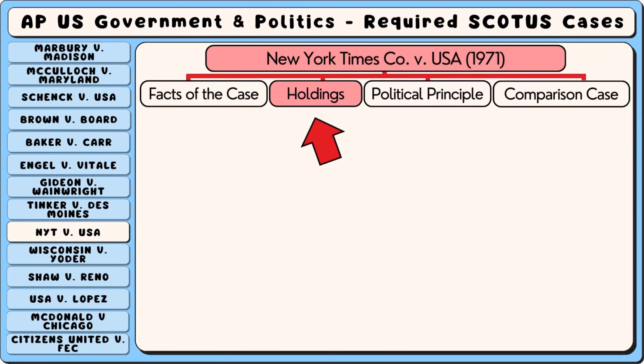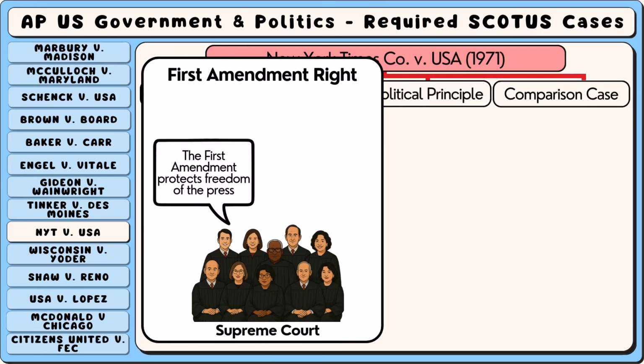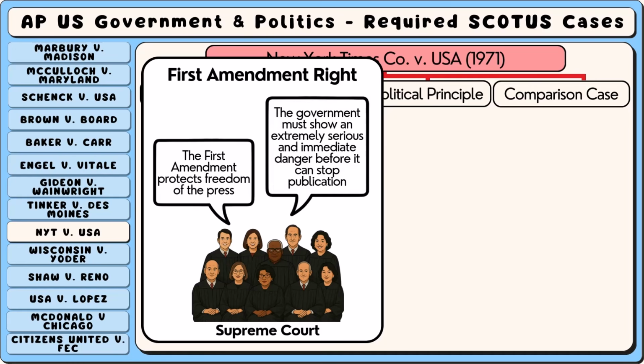So let's look at the Supreme Court's holdings about this case. First, the court ruled that the newspapers had the First Amendment right to publish the documents. The court explained that the First Amendment protects the freedom of the press, and this protection is especially strong when the press is reporting on government actions. Because of this, the government must show an extremely serious and immediate danger before it can stop publication. And in this case, it failed to meet that high standard.